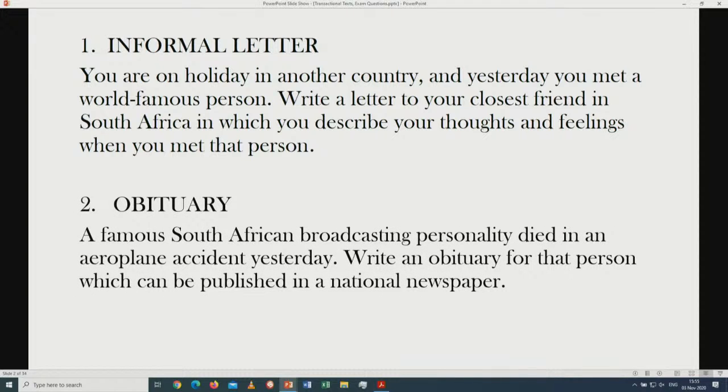Now, the obituaries, as we said, for some reason, there's more people dying in South Africa than any other place on earth, because there's so many obituaries that we have to write. Okay, this one says South African broadcasting personality who died in an airplane accident. Right? And all it says is, write the obituary for that person, which can be published in a national newspaper. Okay. Notice, whoever compiled this, it is gender neutral. It makes no mention of he or she. Same with the informal letter. It just says to your closest friend. Okay, so each of these is cunningly constructed, because there is never an instruction concerning gender.